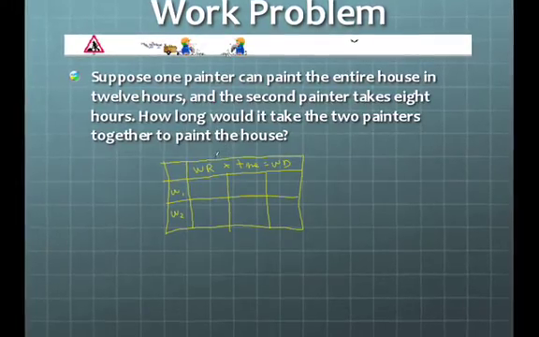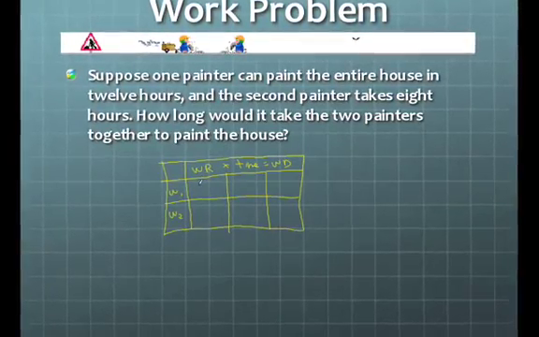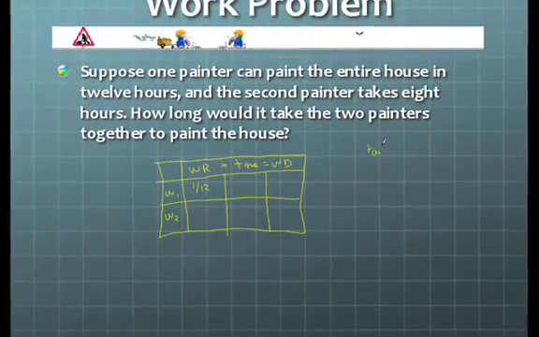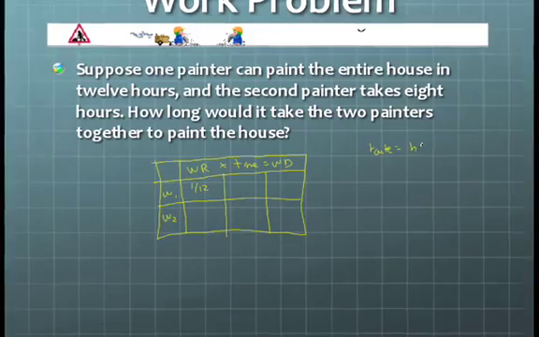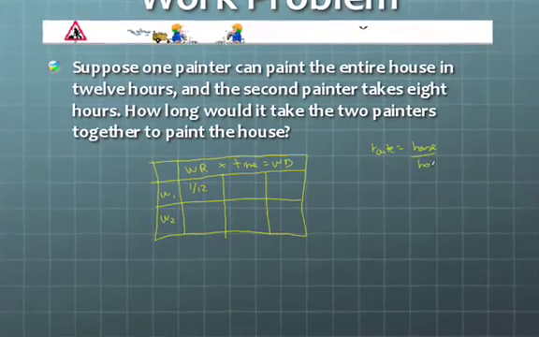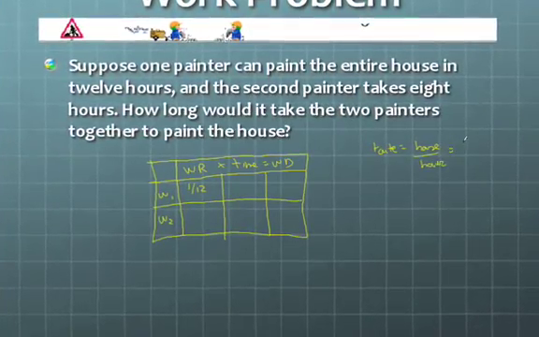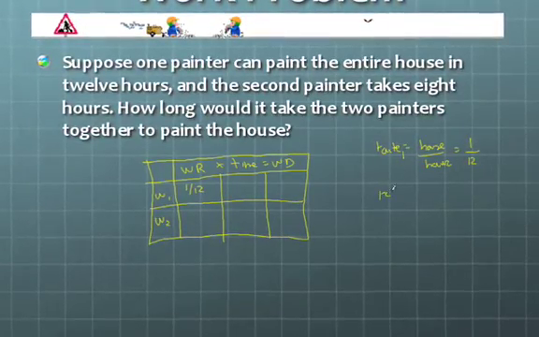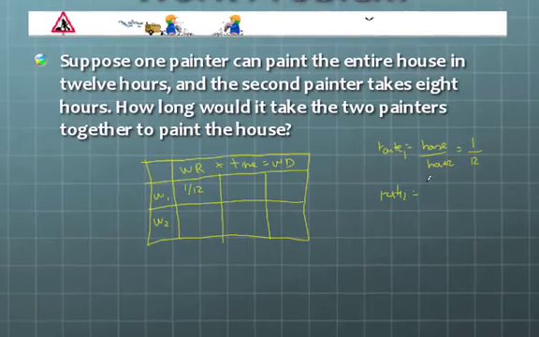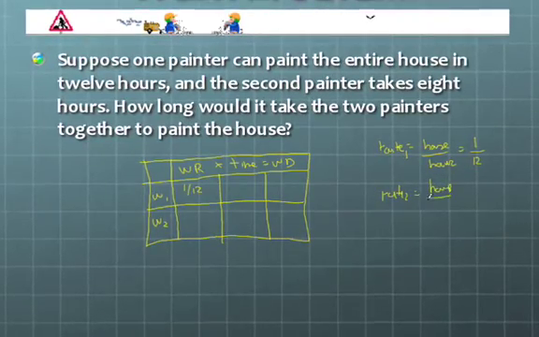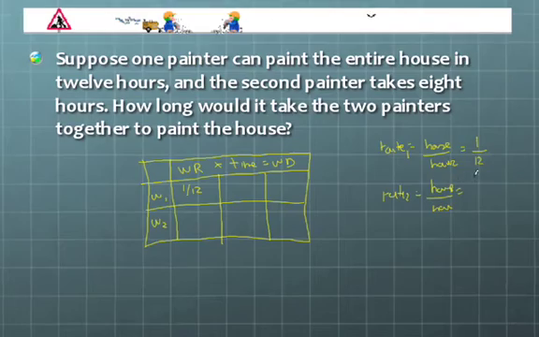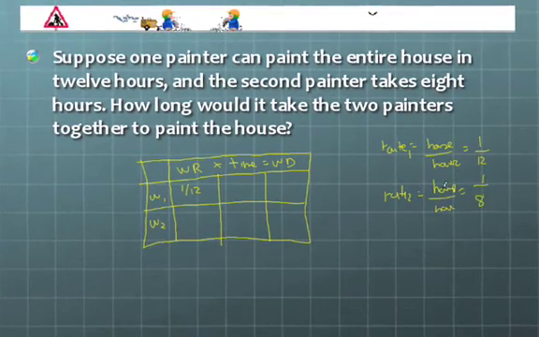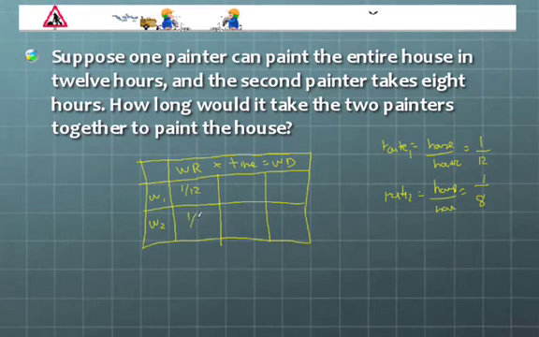One painter paints a house in 12 hours, so his rate is 1 over 12. Now you're going to say, what's the rate? The rate is house per hour, right? So he paints one house per 12 hours. This is rate 1. And then rate 2, the other person paints one house per 8 hours. Again, the same thing. The second painter takes 8 hours, so 1 over 8, right? So the work rate here is 1 over 8.